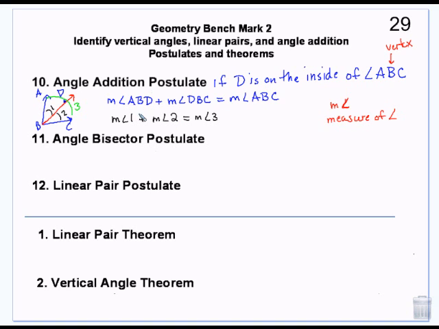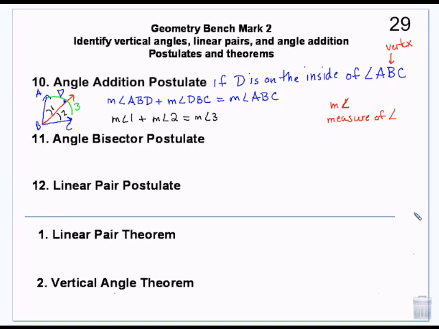Okay? So basically all this is saying is the two little angles that are attached to each other make up the same total as the big angle. So if this is 40 and this is 30, this would be 70. Okay, does that make sense?